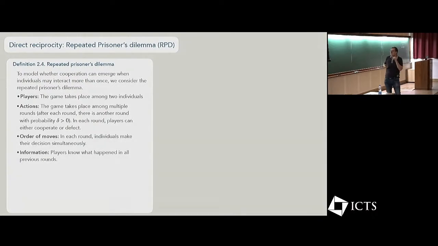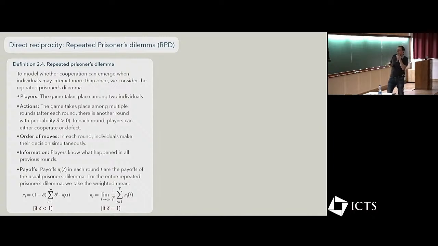So what is it that they know when they make a decision? When I'm in round 10, what is it that I know? I know everything that happened up to round 10. Plus, in addition, I understand the game. I know what the payoffs are and this kind of stuff.